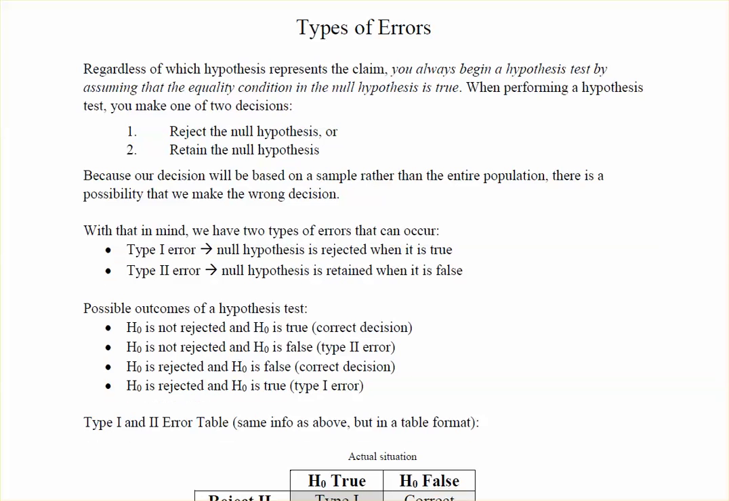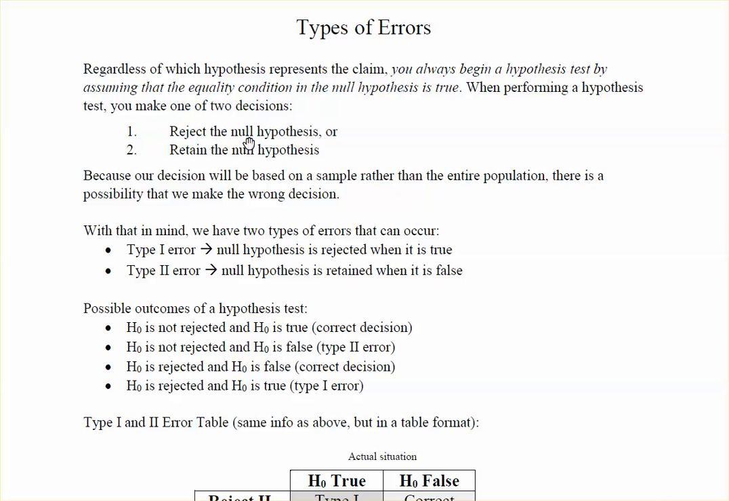Something else to be thinking about is types of errors. Regardless of which hypothesis represents the claim, you always begin a hypothesis test by assuming that the equality condition in the null hypothesis is true. So you're always assuming that the null hypothesis is true. And this is a really important statement. That's why it's italicized. You always begin a hypothesis test by assuming the equality condition in the null hypothesis is true.